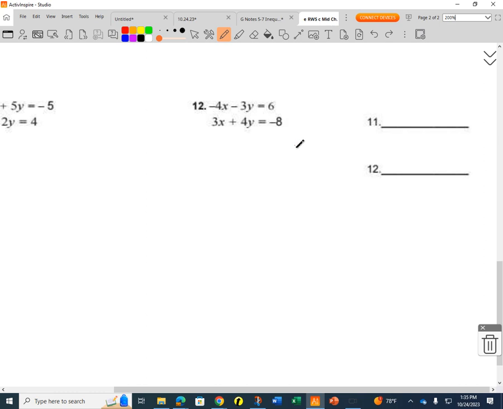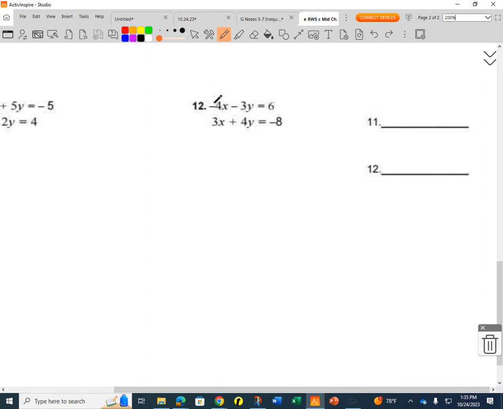Does that make sense? Elimination means we're going to add them together if we can. If I add -4 and 3 together, does that give a 0? No. What about -3 and +4? Does that give a 0? No. And there's actually not anything I can multiply just one of them by and then add them.